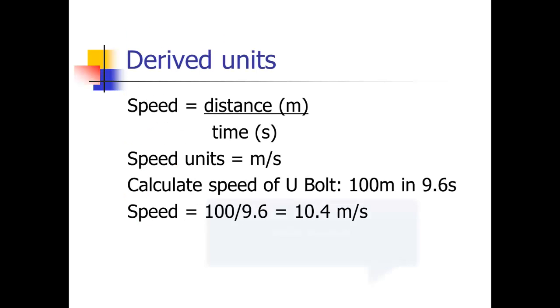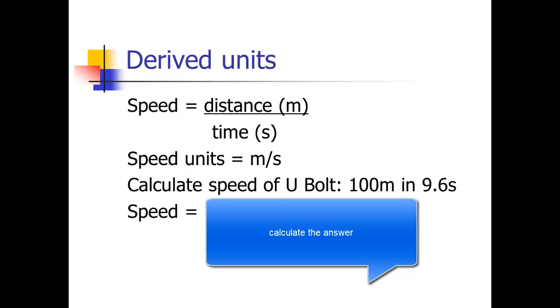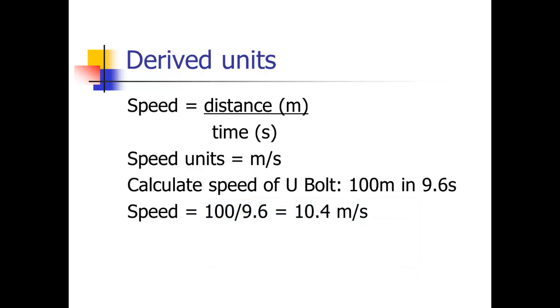For example, if we want to find the speed of an athlete, like Usain Bolt, he travels 100 meters in 9.6 seconds. So we have to calculate the speed. It's going to be 100 divided by 9.6, which is 10.4. And since it's in meters divided by seconds, this new derived unit is going to be meters per second. This is also an SI unit because it's derived from meters and seconds.